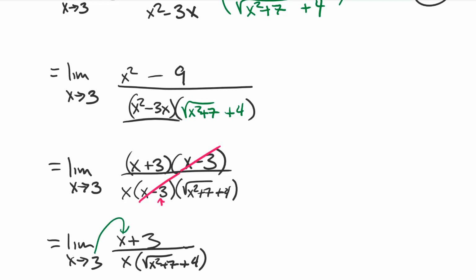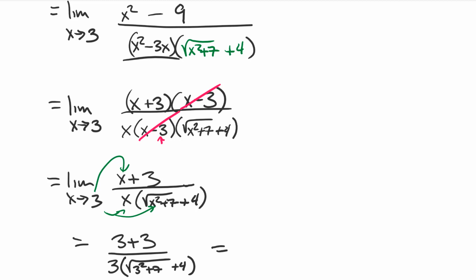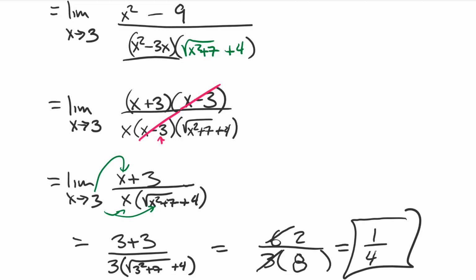We're just going to take that 3 and put it in everywhere you see an x, and that's going to be our solution. So we get 3 plus 3 up top. Then 3 times the square root of 3 squared plus 7, plus 4. What do we get? That's going to be a 6 over a 3 times the square root of 9 plus 7, which is 16. The square root of 16 is 4. 4 plus 4 is 8. Those go away, give you a 2 over 8, so about 1/4. I think 1/4 might be the answer to this one.